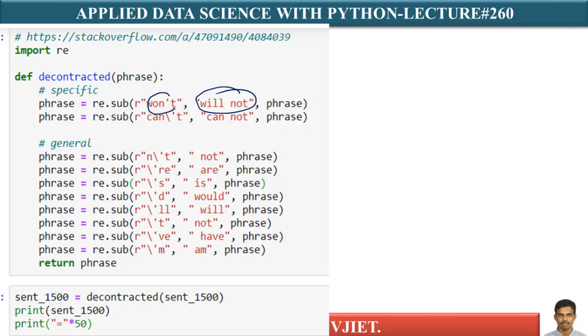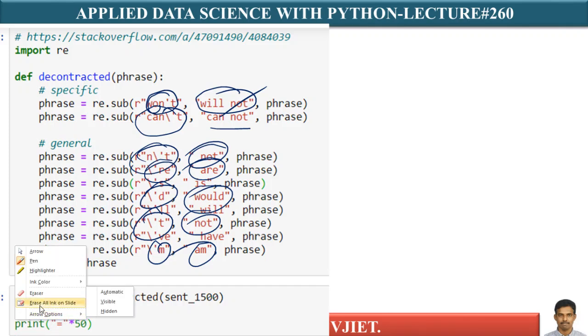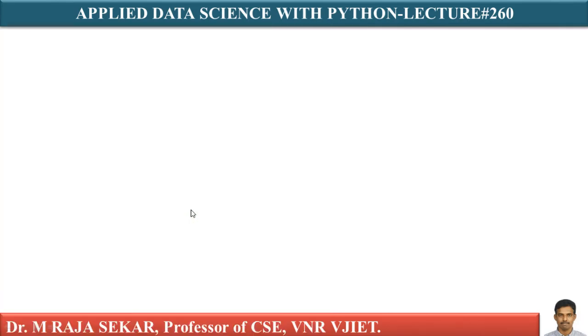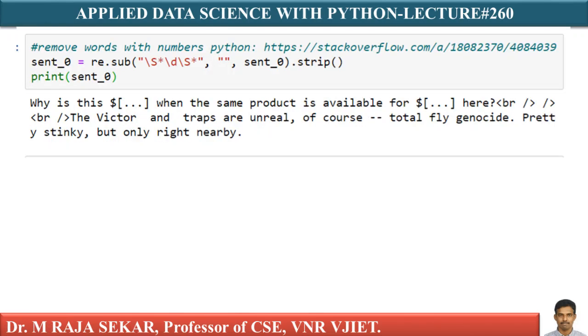I am substituting won't by will not. I am substituting can't by cannot. I am substituting this by not. I am substituting this by or, this by would, this by not. Isn't it? After substituting, if you print, that is the basic idea. You can see the output.